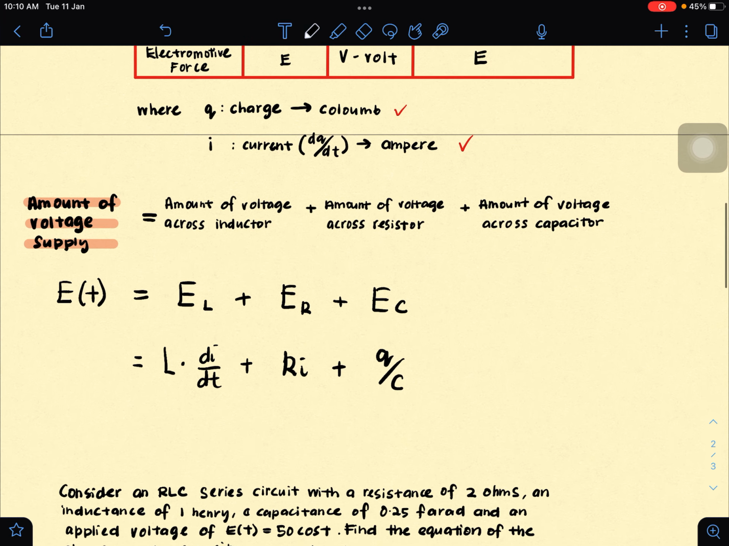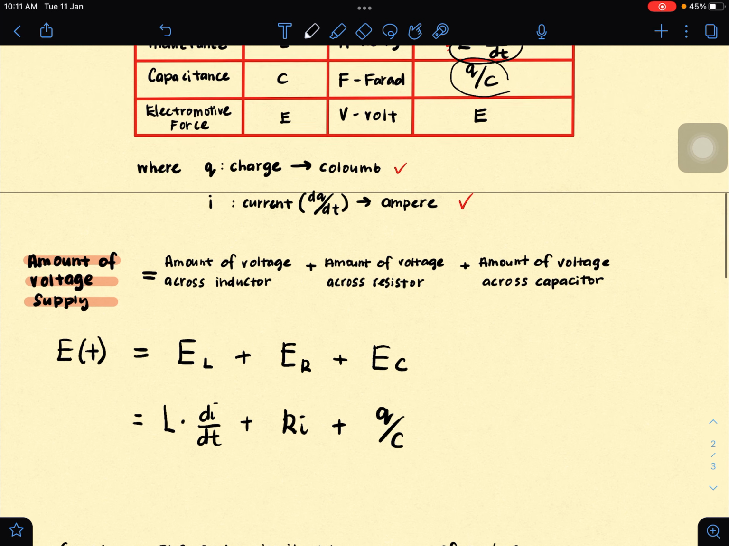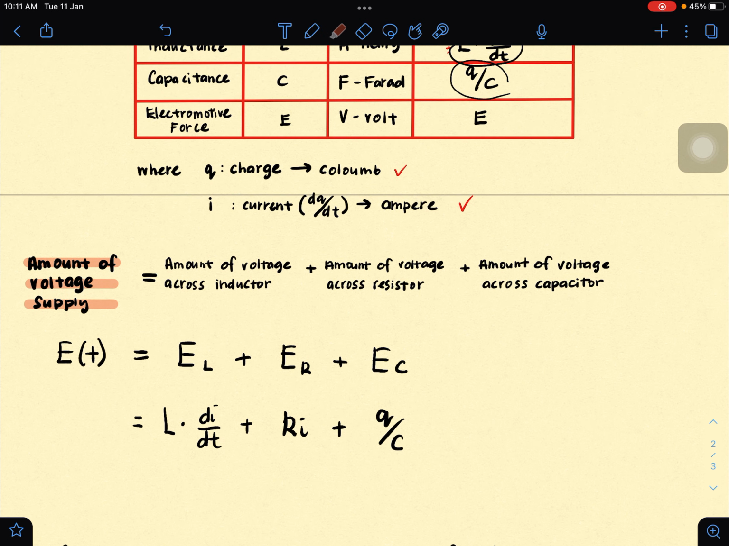plus the voltage across the capacitor, which is Q over C. So now we have our differential equation, but if you look here, we have two variables. The first one is I, which is current, and the other is Q, which is charge. We only want one variable. And we know that I can be represented by dq over dt. So when I is equal to dq over dt, you can substitute your I here with dq over dt. How about your di dt here?